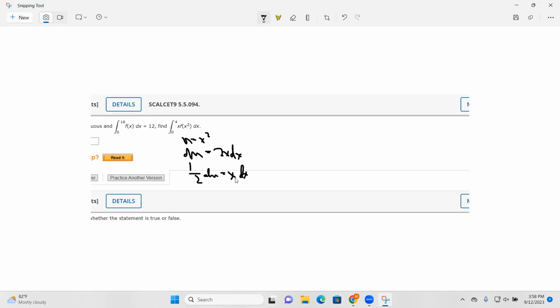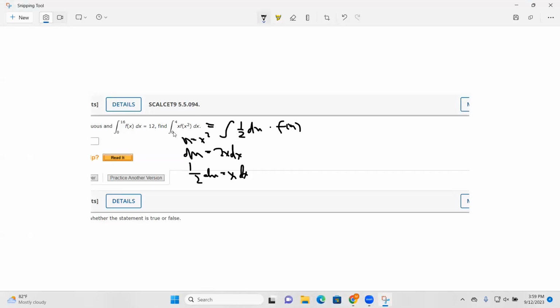Now, the x dx becomes 1/2 du, which means this integral, which is between 0 and 4, the x dx is 1/2 du, and the f of x squared is then f of u. But now, how are we going to evaluate this integral? Well, we need to swap out our bounds, because our bounds here were in terms of x, 0 and 4. Our bounds here need to be in terms of u.